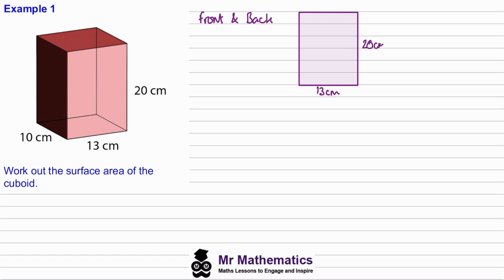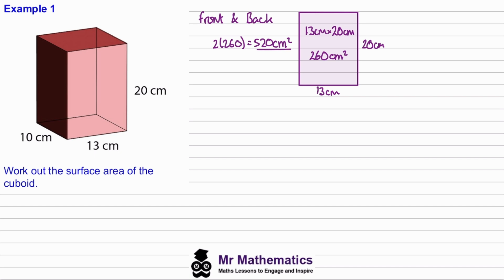So the area of this front face will be the 13 centimeters multiplied by the 20. And we can work this out as 260 centimeters squared. So the front and the back faces will have a total of double this, which is 520 centimeters squared.